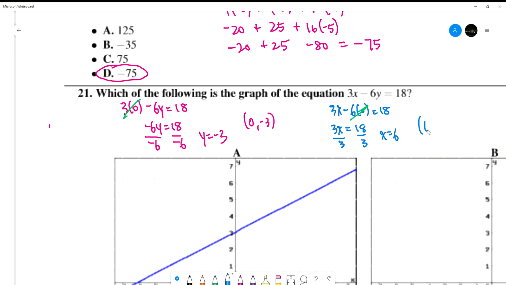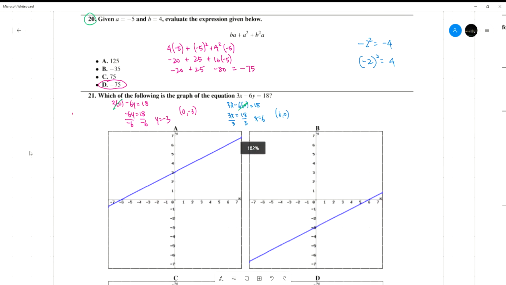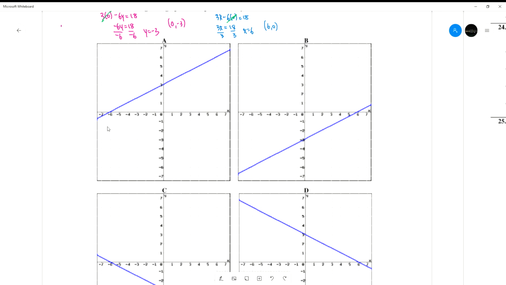So this ordered pair is 6, comma 0. Okay, is that familiar? That cover-up method that I talked about or showed you in class? All right, so now that we have our ordered pairs, I'm going to look and see which graph has 0, negative 3, and 6, 0. And as you can see, in answer choice B, we have 0, negative 3 down here, 6, 0 over there. So that is our answer. Answer choice B.